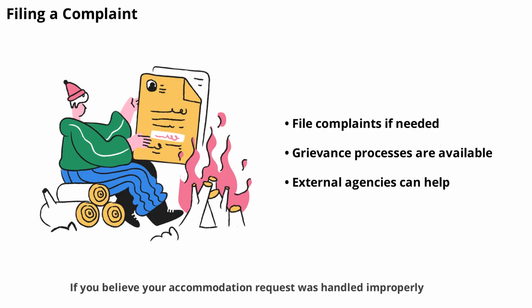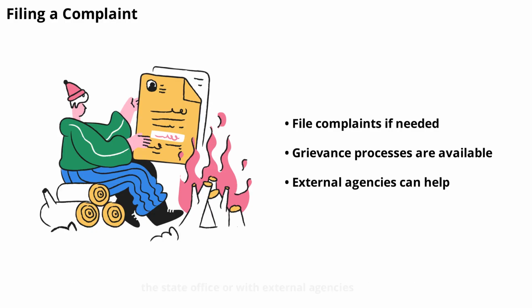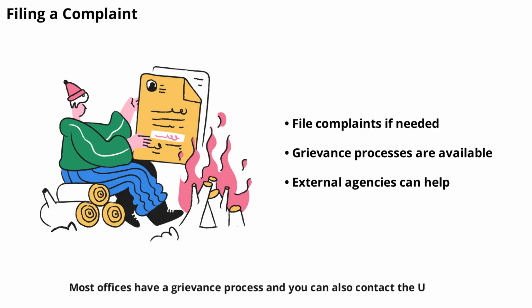If you believe your accommodation request was handled improperly, you can file a complaint with the state office or with external agencies. Most offices have a grievance process, and you can also contact the U.S. Department of Justice or your state's Human Rights Commission for help.